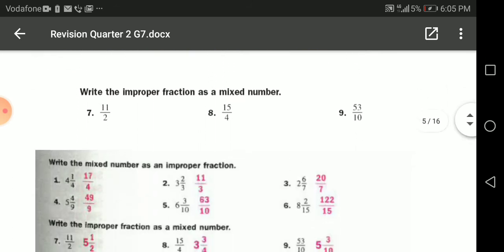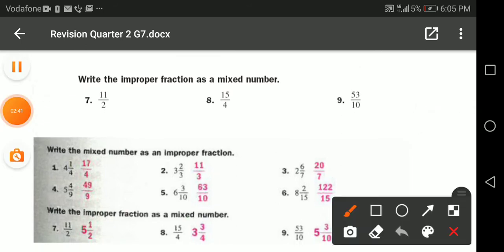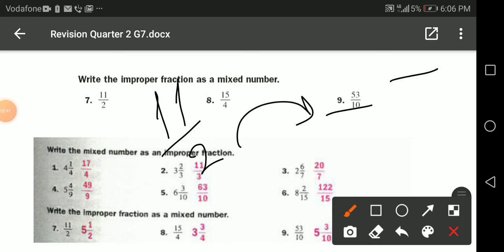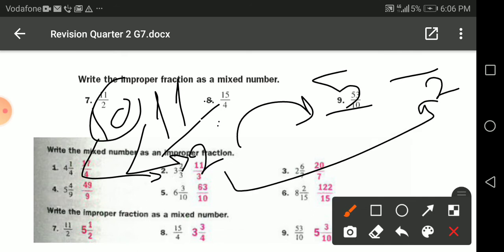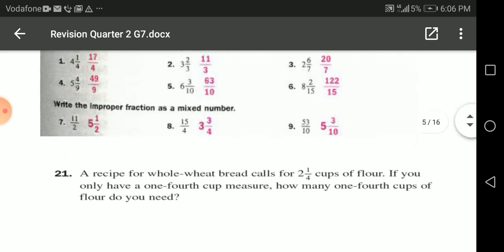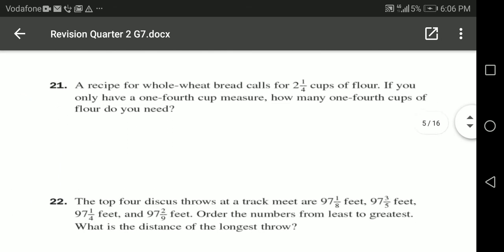Okay, what about writing the improper fraction as a mixed number? 11 over 2. How can I convert it into a mixed number? In a mixed number, we have 3 parts. 11 divided by 2, because the fraction means divide. 11 divided by 2 equals what? The nearest thing is 10. 10 divided by 2 equals 5, the whole number. Denominator, the same. What about this one? It's the difference between 11 and 10, which is 1. 5 and a half.